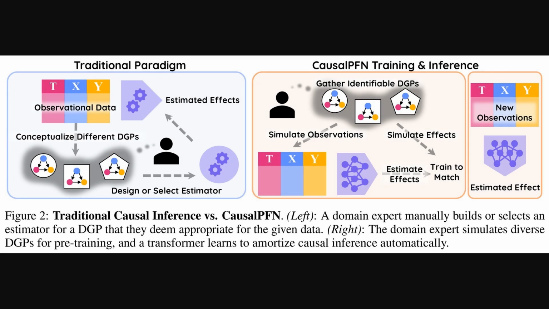And this next diagram really helps visualize the how behind that speed and performance we just saw. On the left, we see the traditional paradigm. A domain expert looks at the data and has to manually design or select a specific statistical model. This relies on them conceptualizing the underlying causal structure, which the paper calls a data generating process, or DGP. It's a slow, bespoke effort for each new problem. But on the right, with CausalPFN, the process is automated. The model is pre-trained on thousands of these simulated data generating processes, learning to amortize that inference.